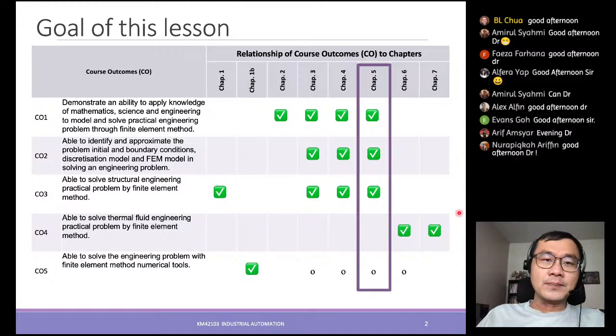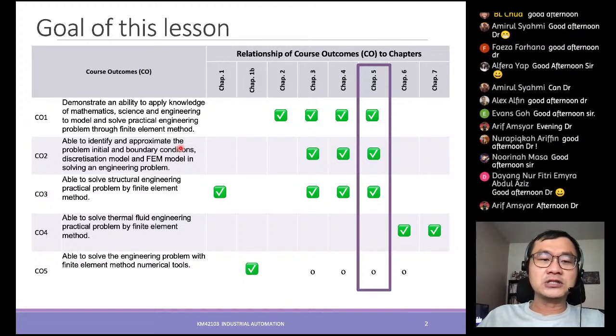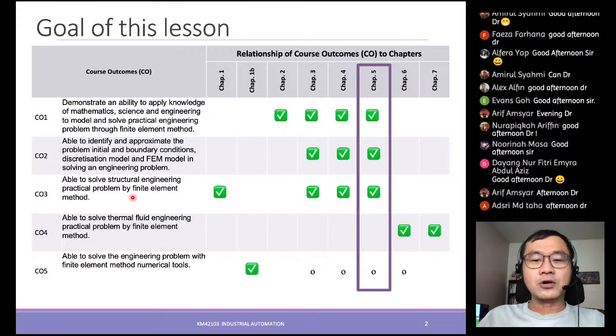The topics of today will address the following course outcome. Again, we will apply mathematics, science and engineering to model it. Then after that we will try to identify and approximate the boundary conditions for our discrete model before we solve them, mainly on the structural problem.